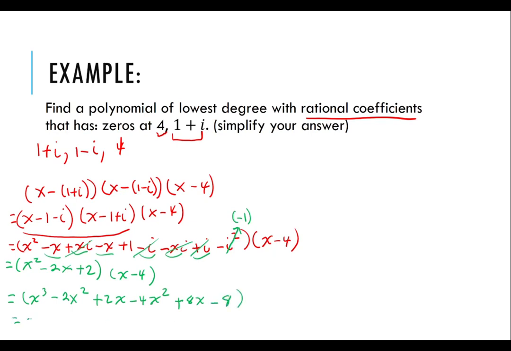Then we get that this is x cubed minus 2x minus 4x, that's minus 6x squared. Then 2x plus 8x is plus 10x minus 8. And so I claim that this is the polynomial with lowest degree that has the zeros 4 and 1 plus i in it. And it does have rational coefficients, which is what forced the conjugate pairs to occur.